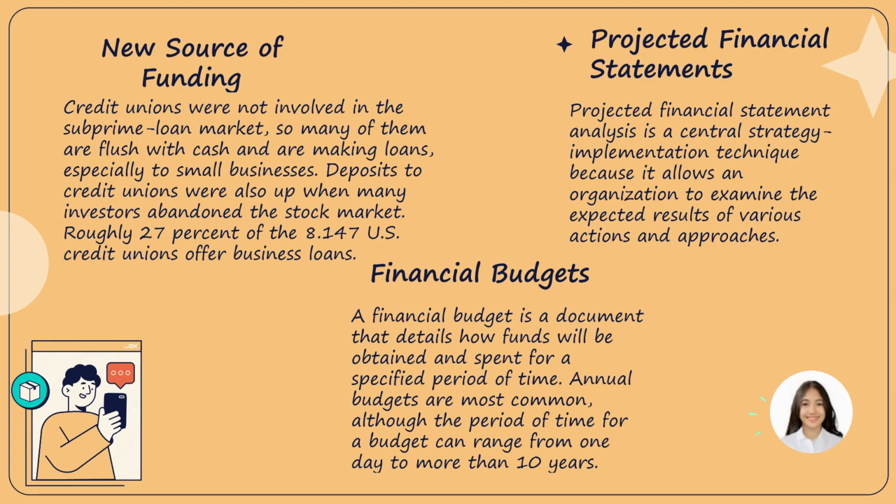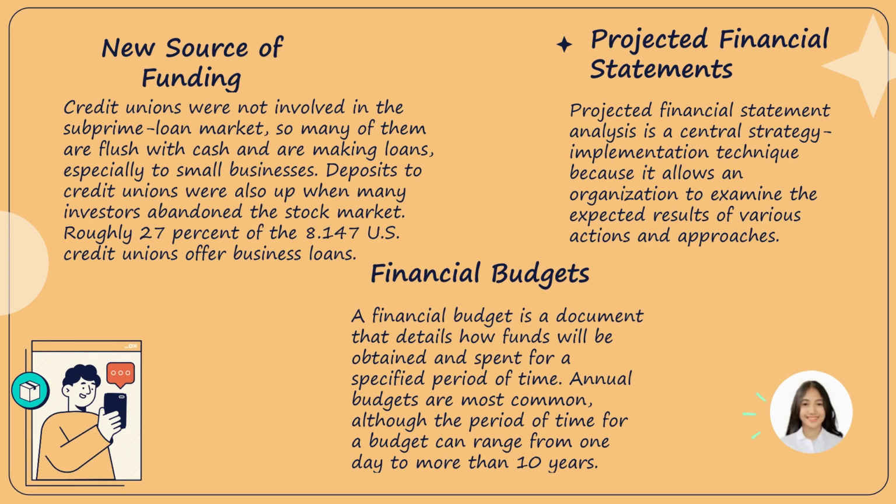And dito naman tayo sa financial budgets. A financial budget is like a plan that shows where money will come from and how it will be used during a specific time, often a year. It outlines how funds will be obtained as income and spent as expenses. Annual budgets are typical, but budgets can cover any time frame, from as short as a day to more than 10 years. Essentially, it's a tool for organizations to map out their financial strategy and manage their resources effectively.